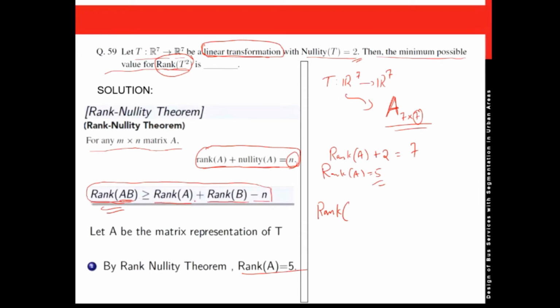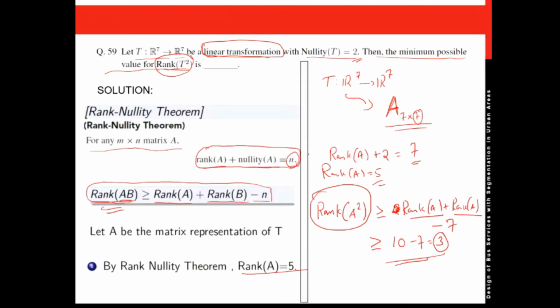From here we have rank of AB is greater than or equal to rank of A plus rank of B minus N. So rank of A squared must be greater than or equal to 2 times rank of A minus N. N is 7 here. So this is greater than or equal to 5 plus 5 minus 7, which is equal to 3. So rank of A squared must always be greater than or equal to 3.